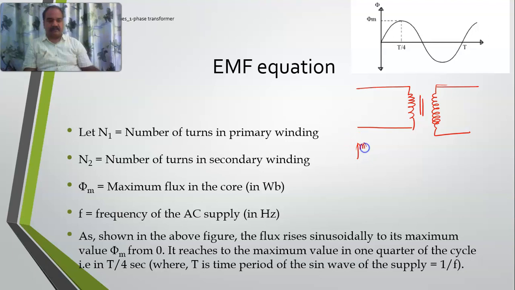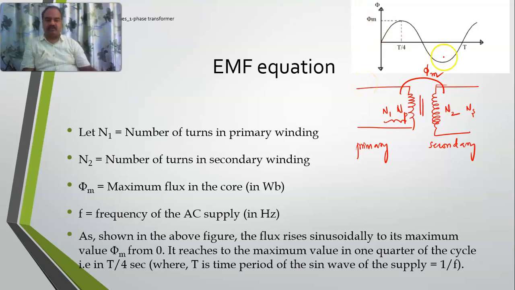This is the primary winding and this is the secondary winding. Let the number of turns here be represented by NP or N1, and on the secondary side it is N2 or NS. NS is the secondary winding, or N2.